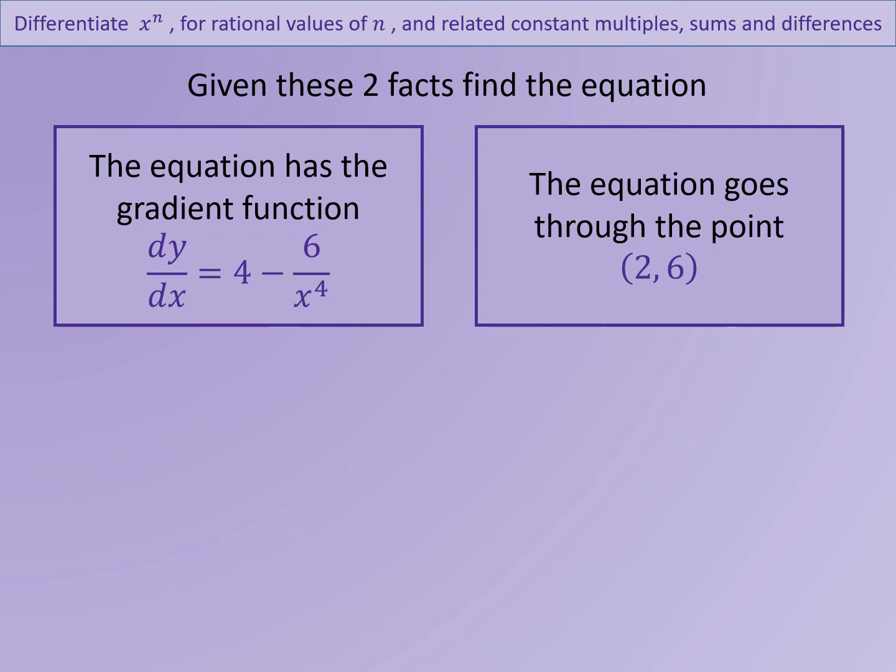And in order to find the equation of the curve, I have 2 facts. The first fact is that I know what the gradient function is. So already we need to start thinking about how you can get back to the original curve equation based on the gradient function. And secondly, I am told a point that the curve passes through. So how can we use these 2 facts in order to find the original equation?